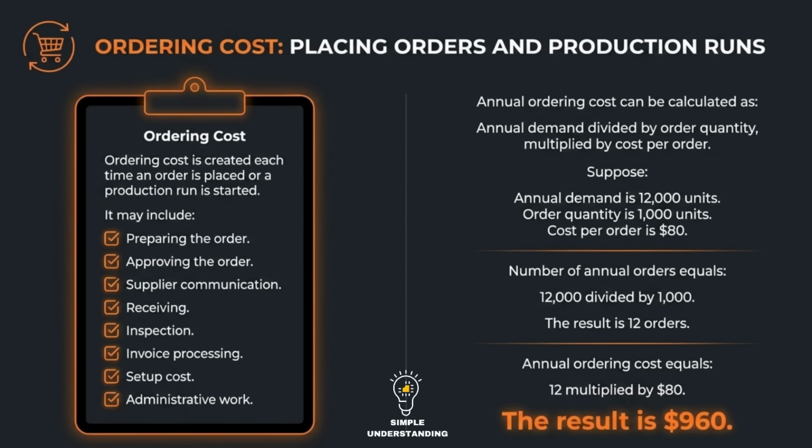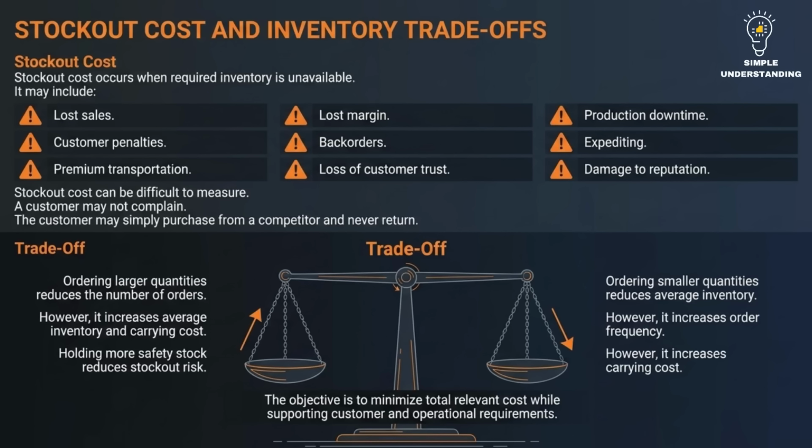Suppose annual demand is 12,000 units. Order quantity is 1,000 units. Cost per order is $80. Number of annual orders equals 12,000 divided by 1,000. The result is 12 orders. Annual ordering cost equals 12 multiplied by 80. The result is $960.